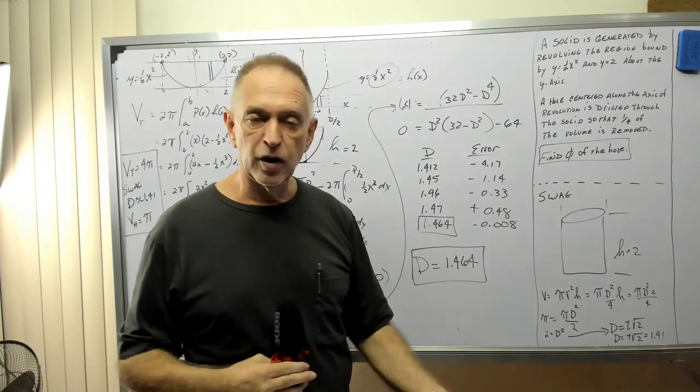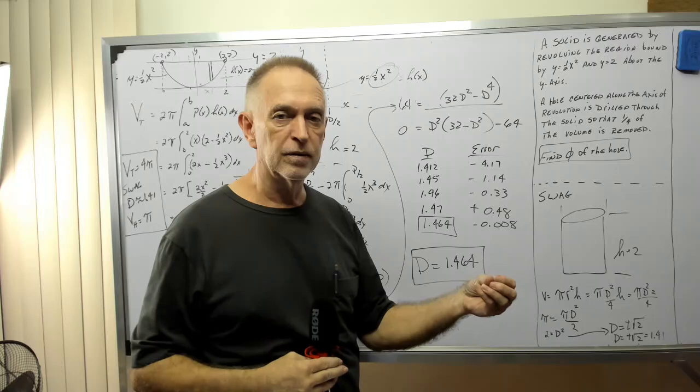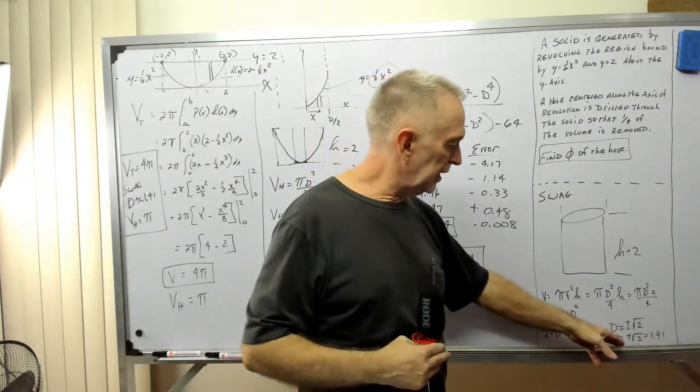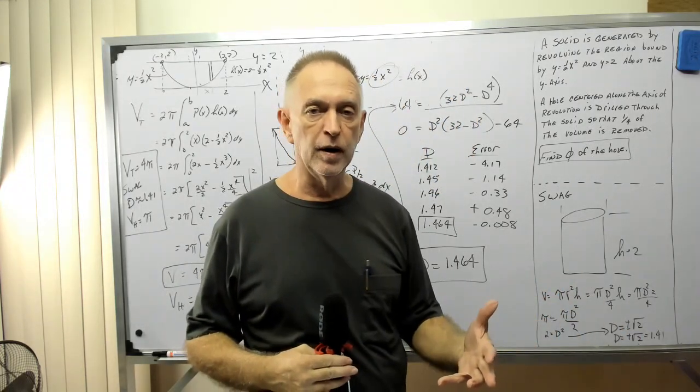So d equals plus or minus square root of 2. Now I can't have a negative hole size, so the negative doesn't make sense. So d is the square root of 2, which is approximately 1.41.